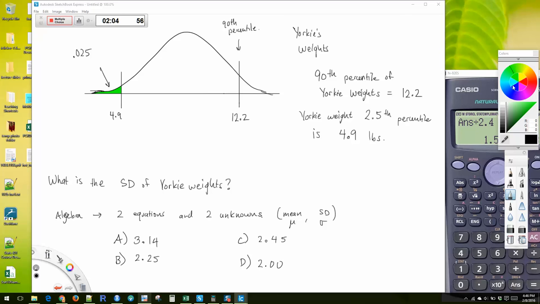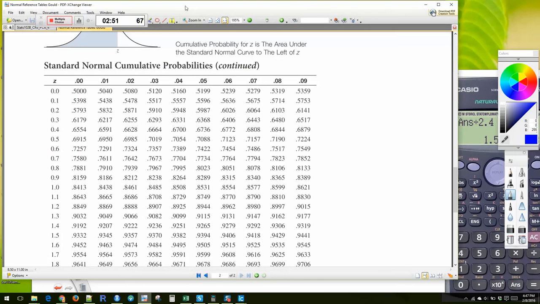So I will start to solve part of this. If you're still working, that's totally okay, but I'm just going to start giving you some hints to nudge you along the way. So the 90th percentile, what z-score corresponds to it? The z that corresponds to the 90th percentile is 1.28. I hope we've got that far. And the z that corresponds to the 2.5th percentile is -1.96, unless I've made a mistake here.